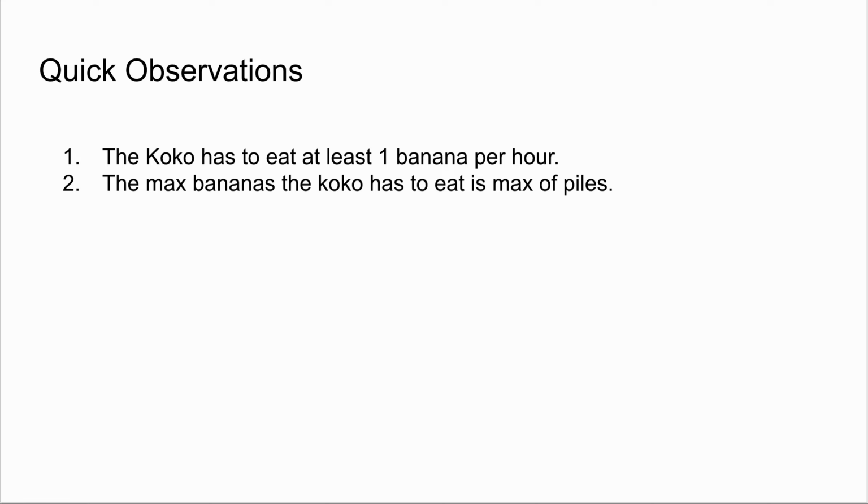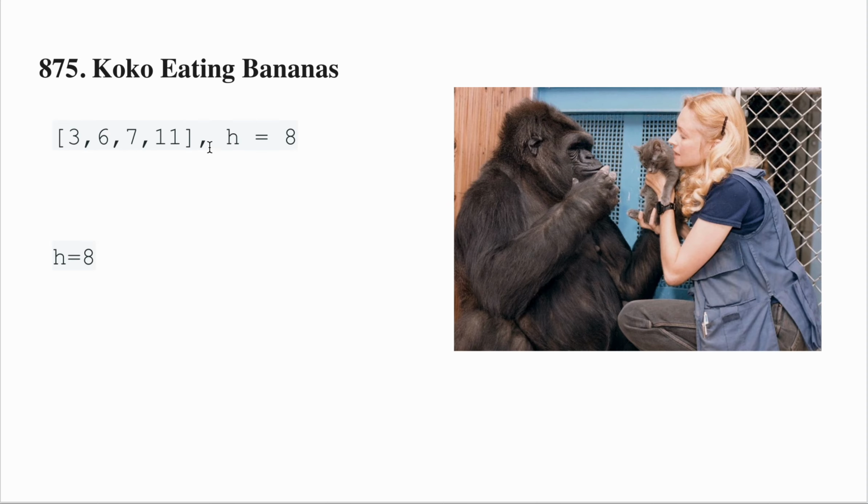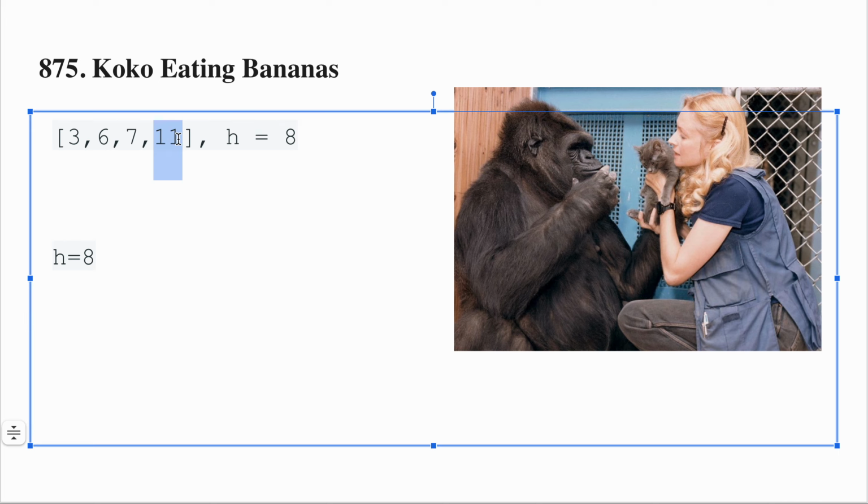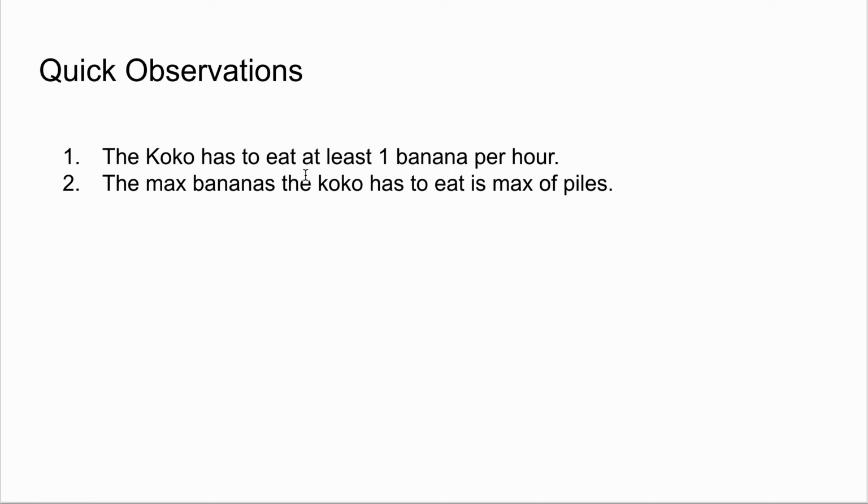What is the second observation that we can make? The maximum k value will be the max of the piles. For example, if Koko decides to eat 15 bananas per hour or 12 bananas per hour, does it make any difference? No, right? Why? Because the maximum number of bananas in a pile is 11. So if it decides to eat 12 or 15, it doesn't matter, because for anything more than 11, it can only eat 11. So the answer can lie between 1 and the maximum of the piles, that is between 1 and 11. So this is one observation we were able to draw: we have a range for our answer. The answer will range from 1 to the maximum in the piles, which is 11.